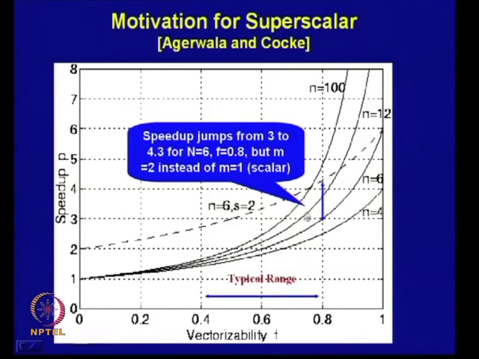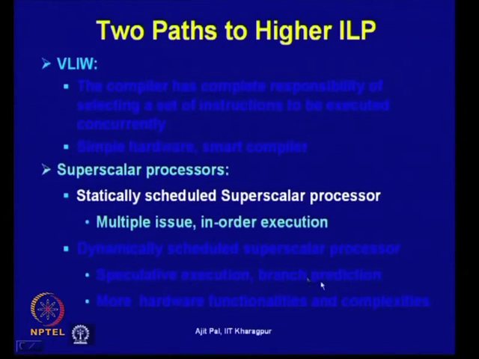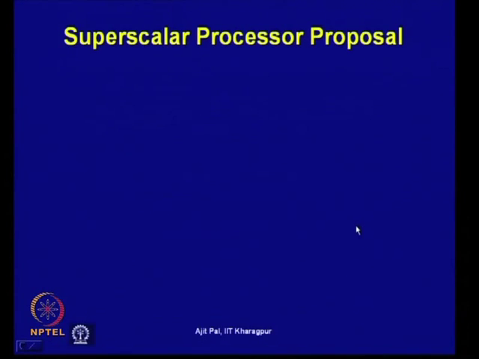So, this simple observation tells you that it is essential to go for a superscalar processor to achieve higher speed up, and higher speed up means higher performance. In superscalar processors, you can have a statically scheduled superscalar processor, that is one version, and later on we shall discuss the dynamically scheduled processor. In the statically scheduled superscalar processor, you can have multiple issue with in-order execution, and later on we shall discuss the dynamically scheduled processor, where you will see out of order execution is possible.